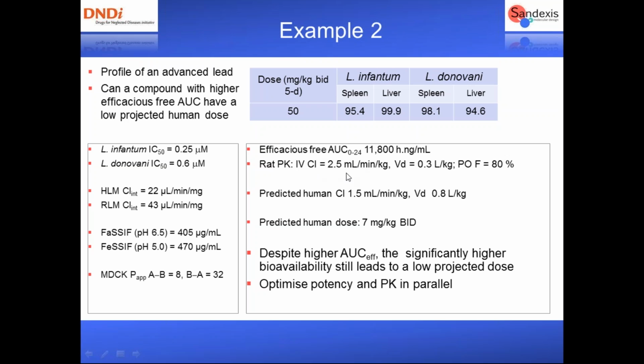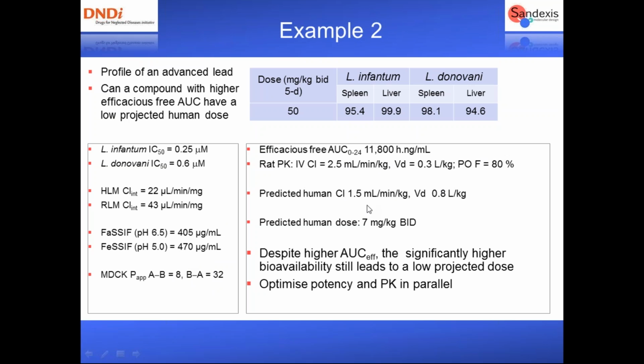Now, in terms of rat PK, this compound's actually got slightly lower total clearance, but it's much more bioavailable. So the last compound was only about 35–40% bioavailable. We're up at 80% now. So we're reasonably confident that that's driven by solubility, and possibly this degree of PGP efflux isn't having a significant impact.